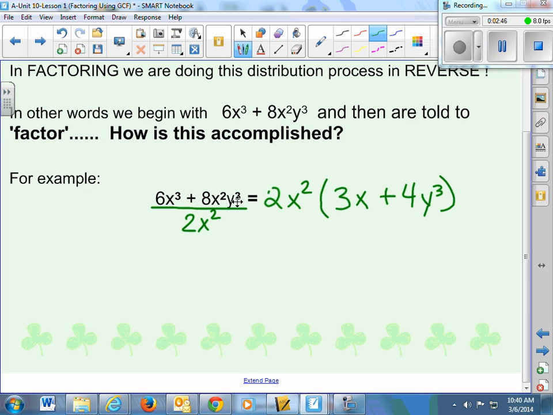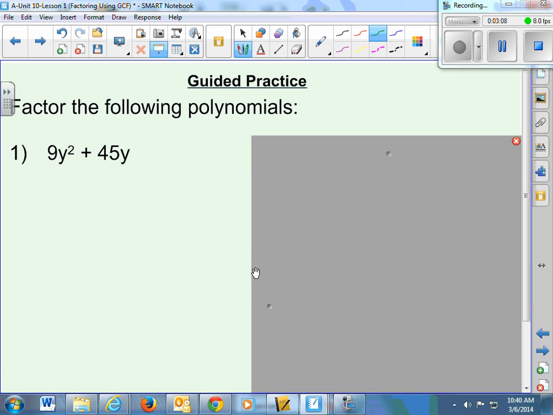And we are finished. Now, if I were to distribute 2x squared to both of these terms, my answer would be 6x cubed plus 8x squared y cubed. This is what we did in Unit 9, where we distributed, and in Unit 10, we are undoing the distributive property. Let's try some more.